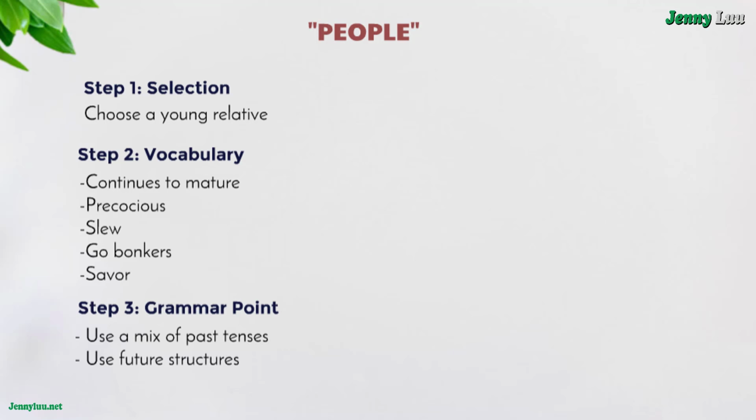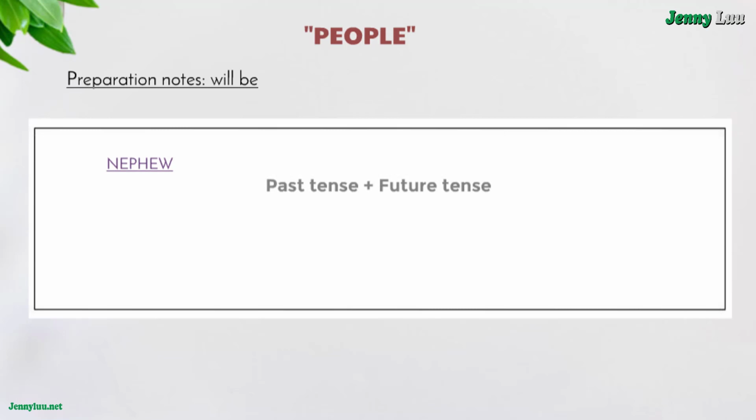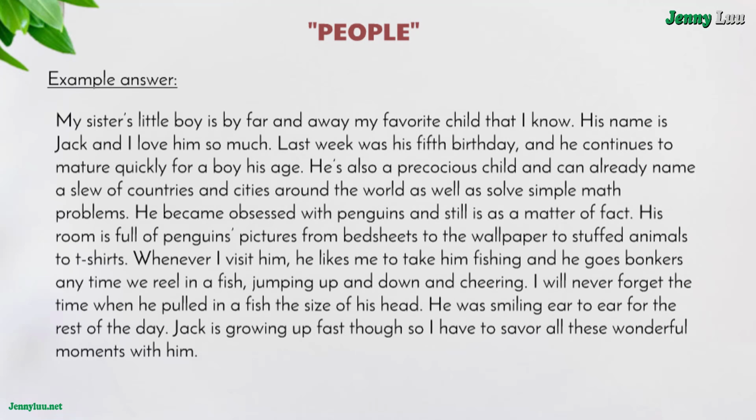Step 1, selection. Choose a young relative. Step 2, vocabulary. Continues to mature. Precocious. Slew. Go bonkers. Savor. Step 3, grammar. Use a mix of past tenses. Use future structures. Preparation notes will be: And the example answer can be.